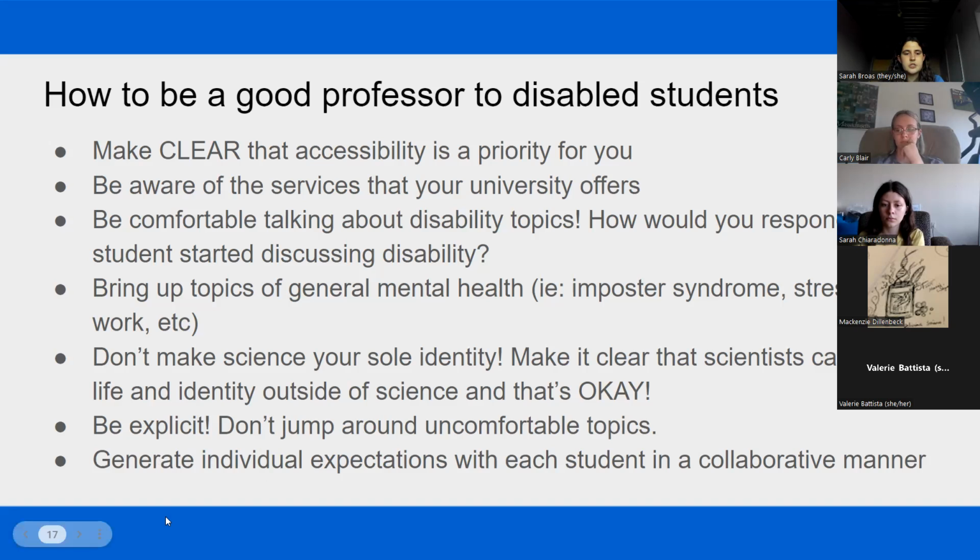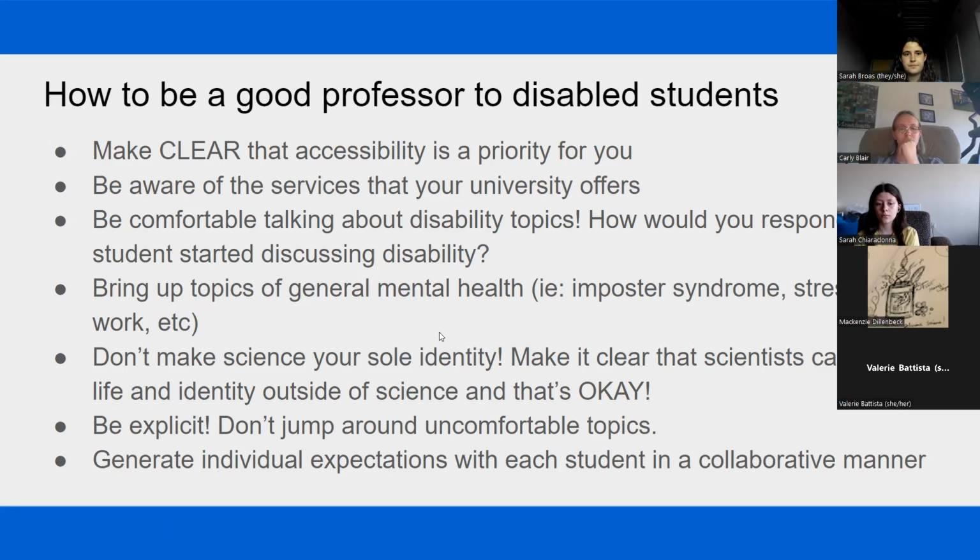And then finally, generate individual expectations with each student in a collaborative manner. So define what your expectations are. And if it's a student with disabilities and you know that maybe the same expectations won't work and you have to alter your expectations and say, you know what, they might not be able to work for 8 hours a day. Maybe they spread out that time over 6 days instead of 5, or generating those expectations individually can be really important.